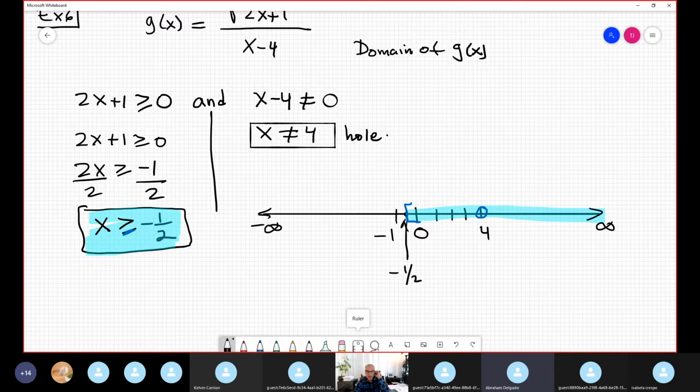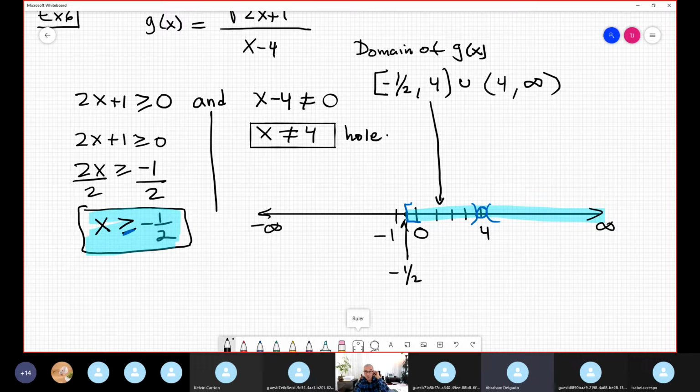It says bracket, negative 1/2, comma 4, because it's this piece. And at 4 we have parentheses because it's undefined, a hole. And continue for the other interval: from 4, not including 4 of course, to infinity. Just that piece.